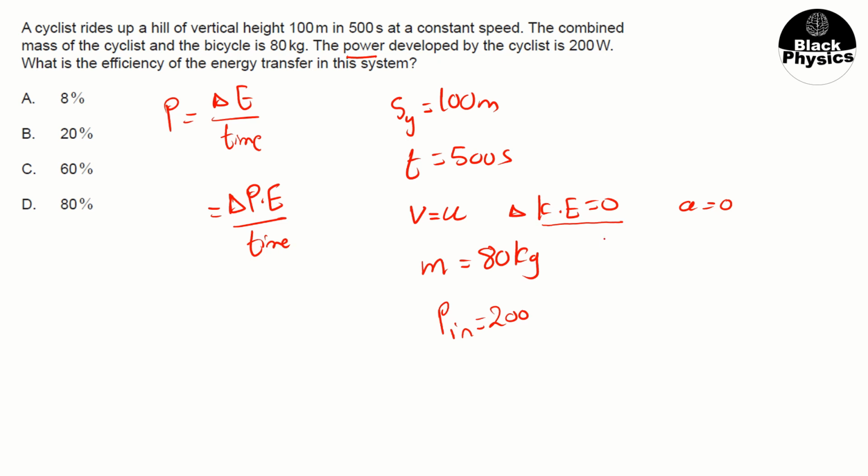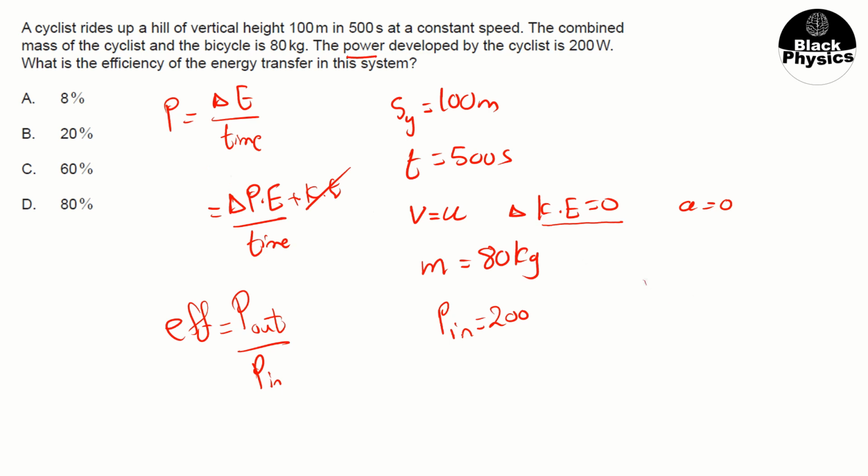If the object or the person is accelerating upward, that means I need to add potential energy plus kinetic energy. But here the constant speed means the change in kinetic energy equals 0, so I'm not including it in the power equation I'm going to use. So next we need to find the efficiency of any system, which is the power out over the power in. So first we need to find the power out.